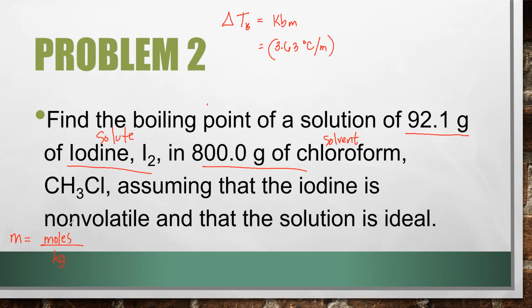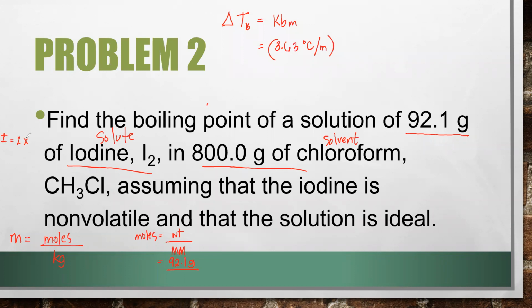Now we need moles for the solute. Therefore, this 92.1 grams of iodine should be converted to moles first. So we have here our formula. Moles is equal to the weight of the substance divided by its molar mass. The weight is 92.1 grams divided by the molar mass. Kindly check for iodine. This is I2, ha. So dalawang atoms yan ng iodine.